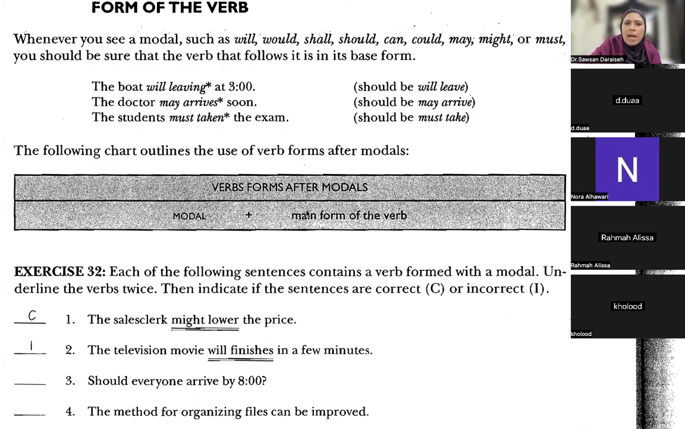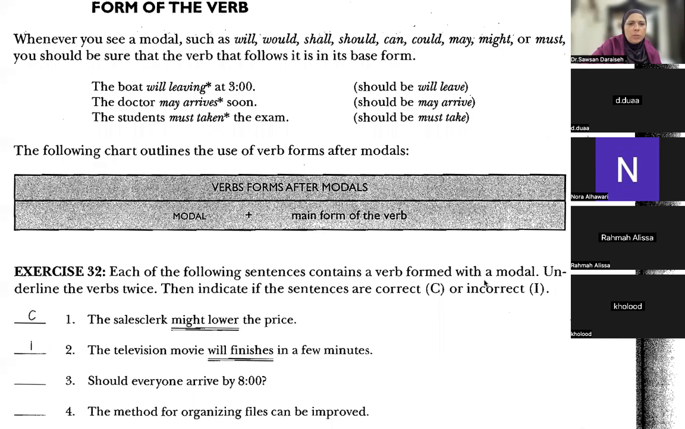شو أشكال الأفعال بعد المودلز؟ شو قلنا؟ Main form of the verb. بدنا المين form يعني المجرد منه الشكل الرئيسي معناه المجرد ترى. اوكي بعد المودل هدول زي ما احنا شايفين هون. Okay, so let's do these sentences. يلا نعمل هاي الجمل نطلع عليهم. Let's take a look at them and see how we can fix these sentences.